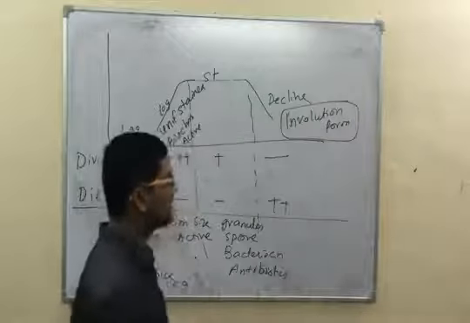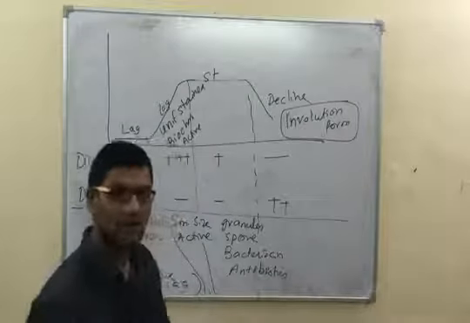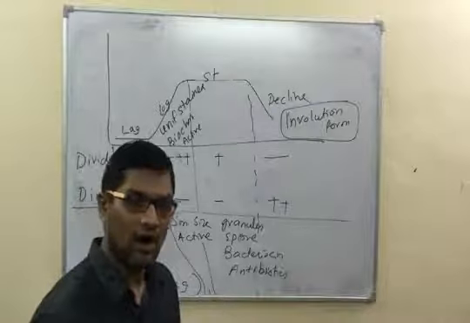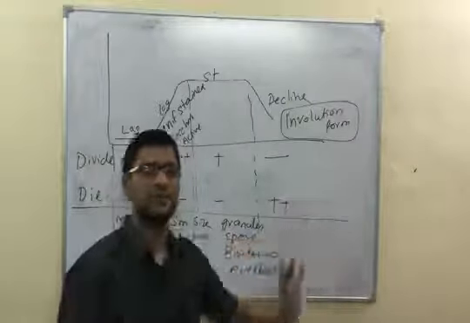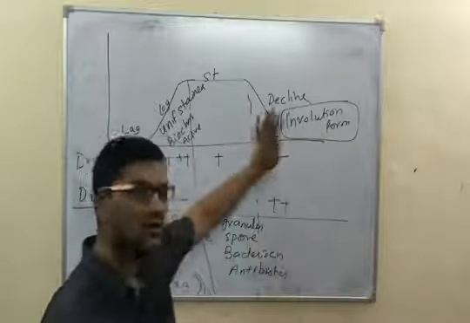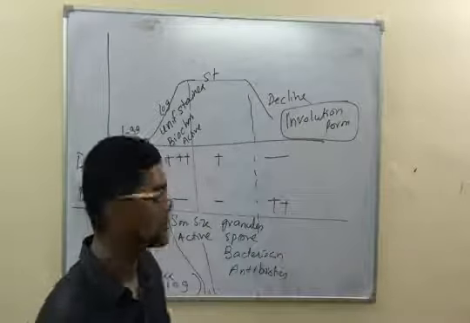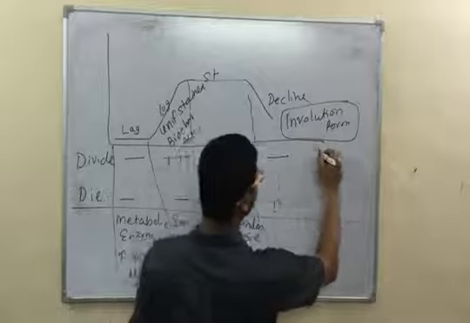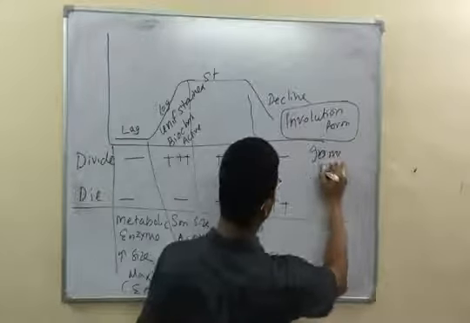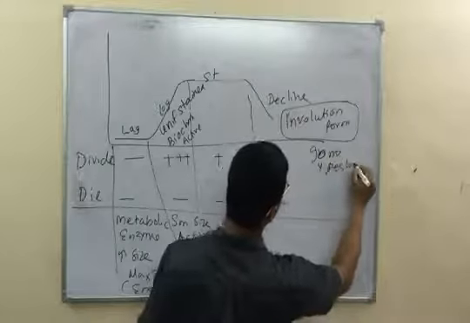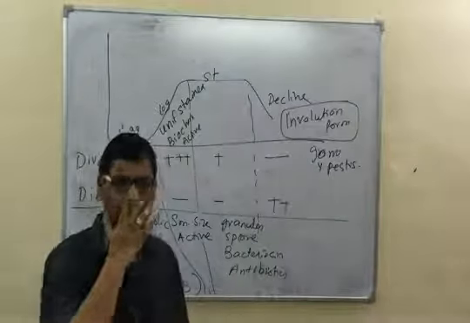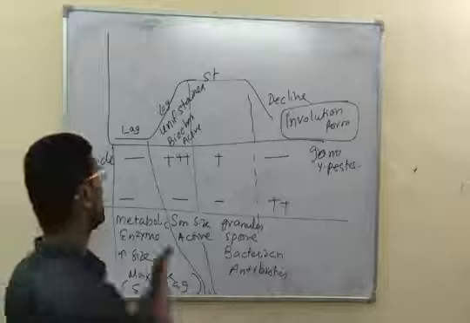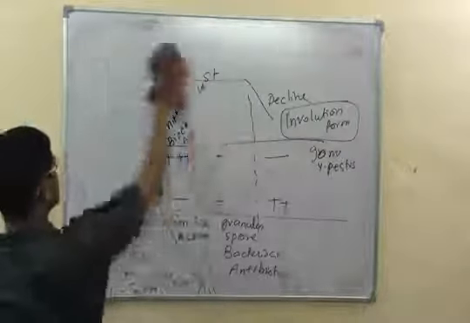Involution forms are nothing but the aberrant or irregular forms of bacteria which are formed just before the death of the bacteria, usually in the decline phase of the growth curve. Gonococcus and Yersinia pestis are examples where involution forms are more common. So this is all about the bacterial growth curve.